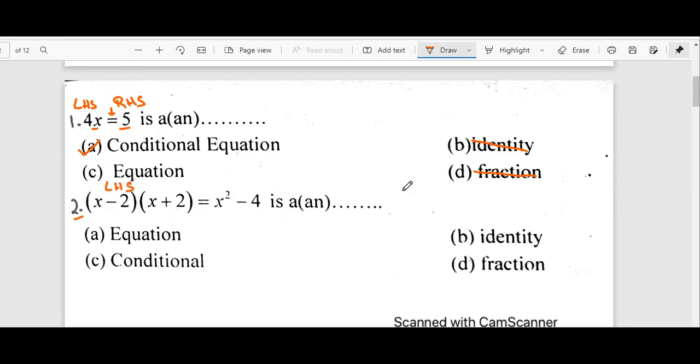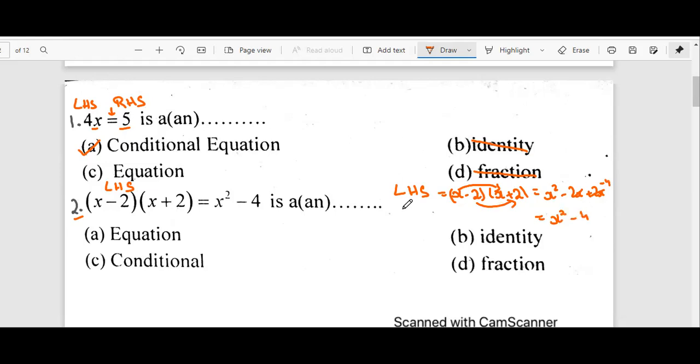Now if we look at the left hand side particularly, let's do it here. Left hand side is basically (x - 2) and (x + 2). If we simplify it, we will get x into x, x² - 2x + 2x - 4. These two can be cancelled and we are left with x² - 4.